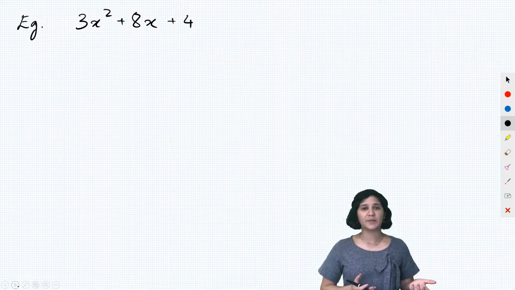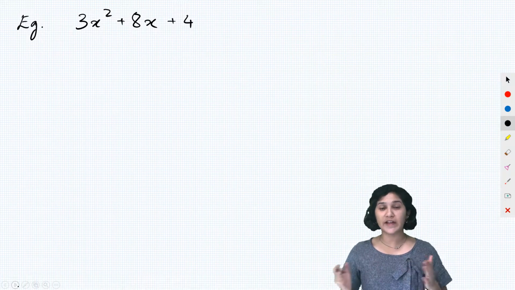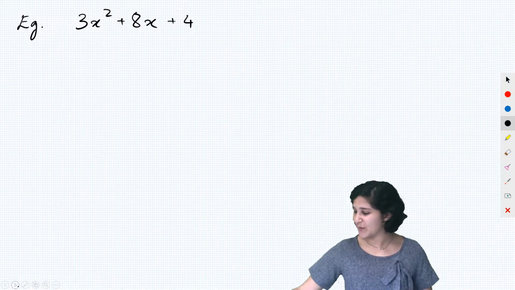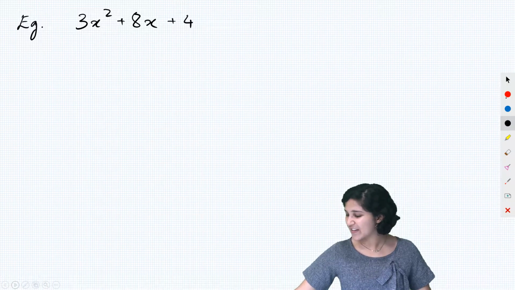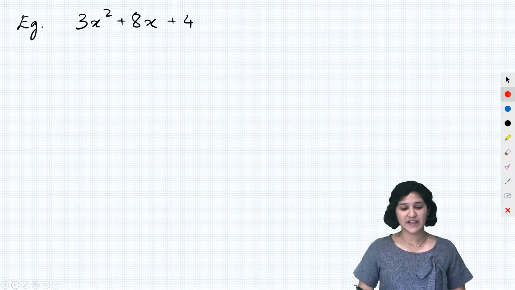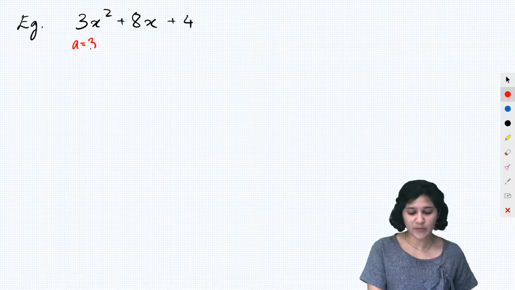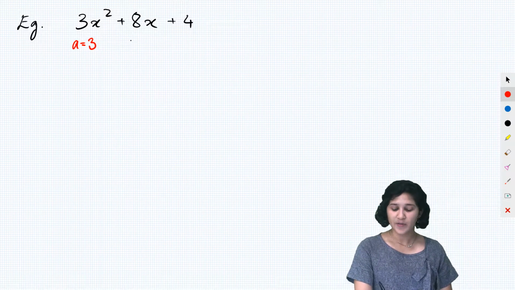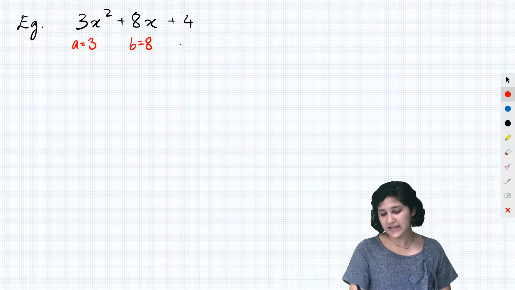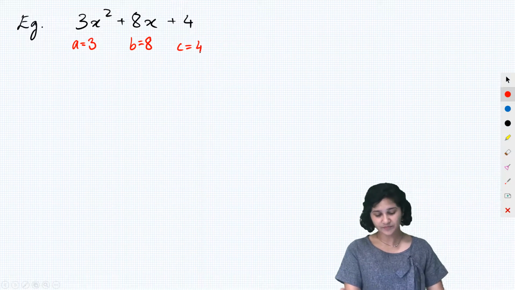So the first technique I'm going to show you is called splitting the middle term, and you'll see why that is in just a second. So the very first thing I do is identify what my a, b, and c are. So in this question, a is 3, b is 8, and c is 4.